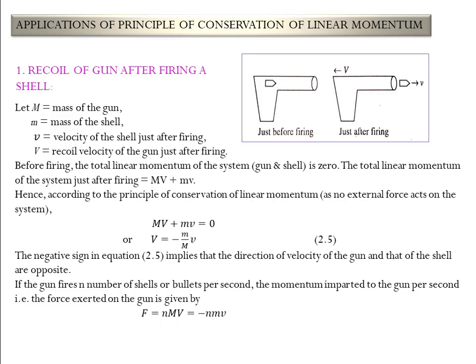The negative sign in this equation simply implies that the direction of the velocity of the gun is opposite to that of the bullet. Now suppose we have a machine gun firing n bullets per second. Then the total momentum imparted to the gun per second, that is the force exerted on the gun, is given by this formula. Also, we can compare the kinetic energy of the bullet with that of the gun, and it can be shown that the kinetic energy of the bullet is more than that of the gun. I am leaving this topic as a task for you to prove.